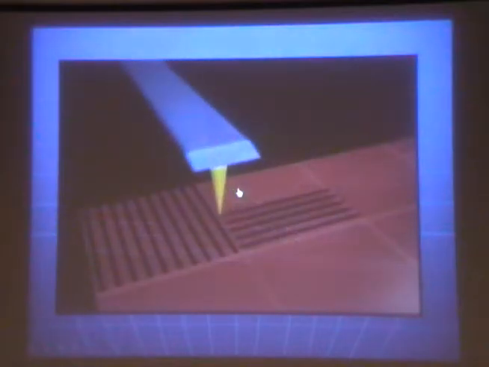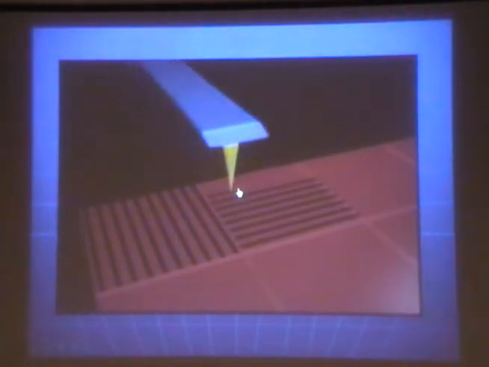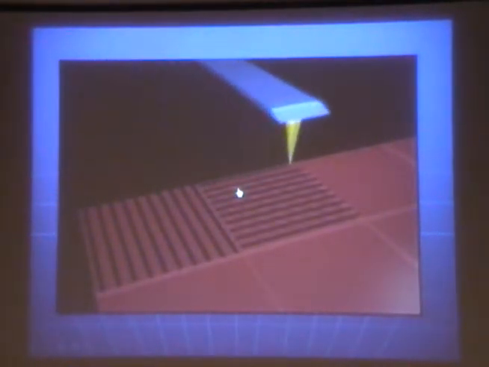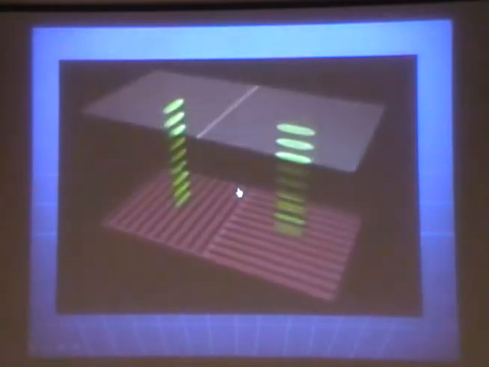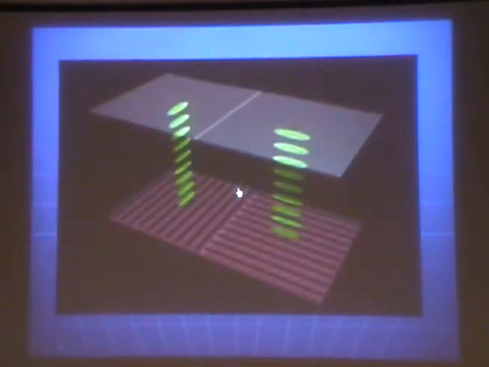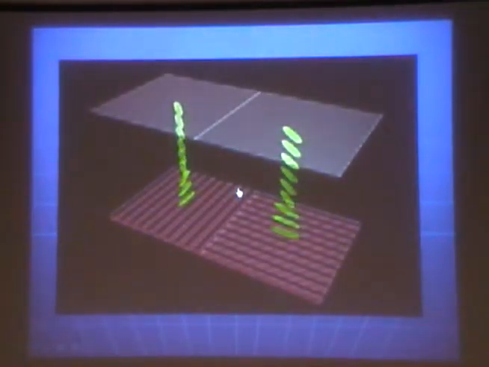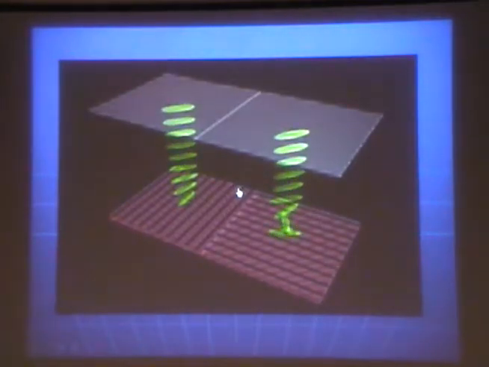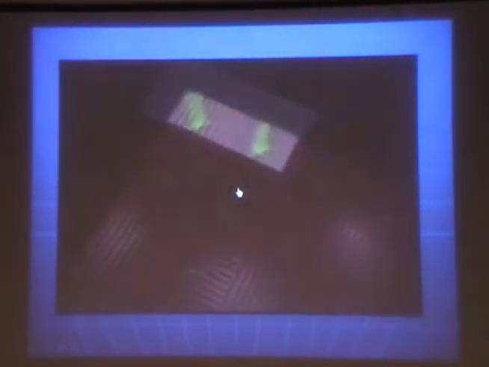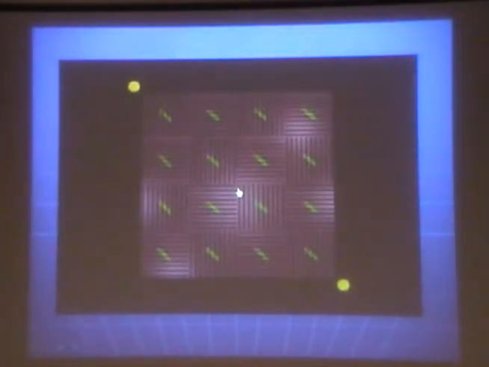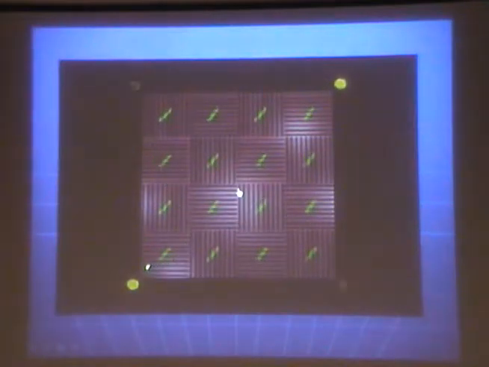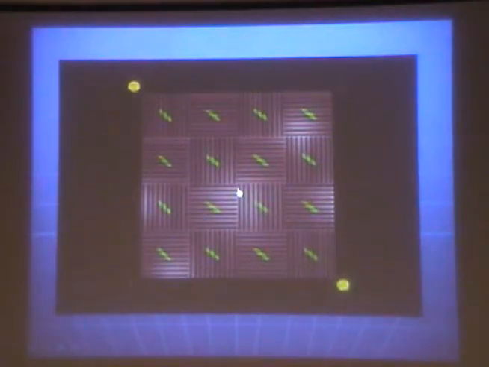So let me show you how we could create small patterns more than 10 years ago. We used an atomic force microscope to scribe the surface with tiny 1 micron squares. And these are the local orientations we achieved. And two diagonal orientations are imposed.